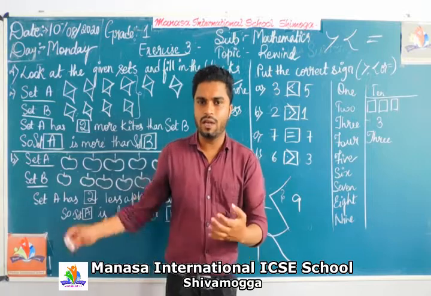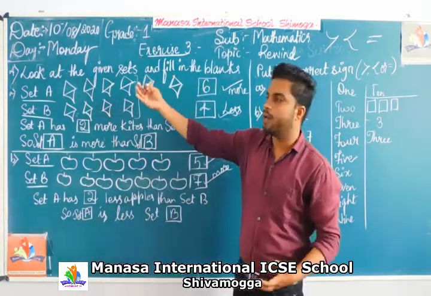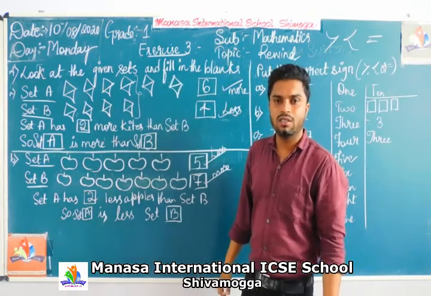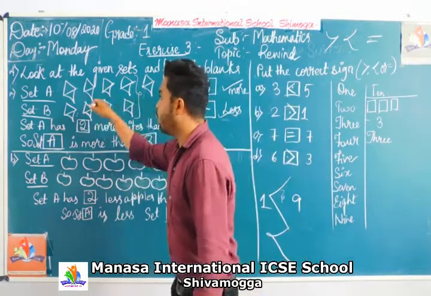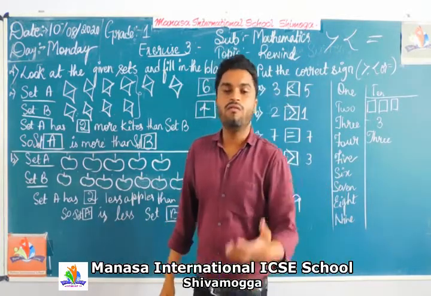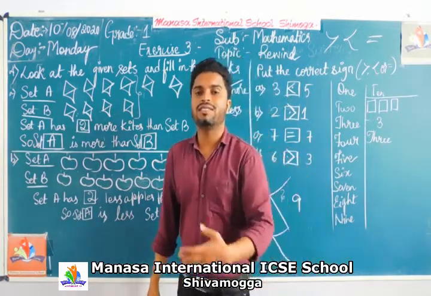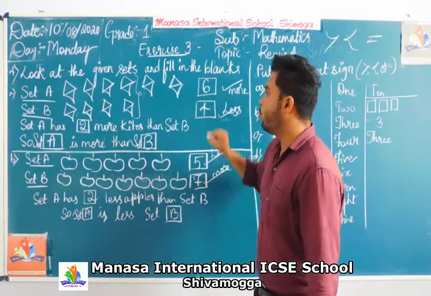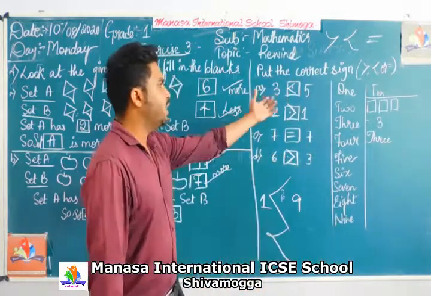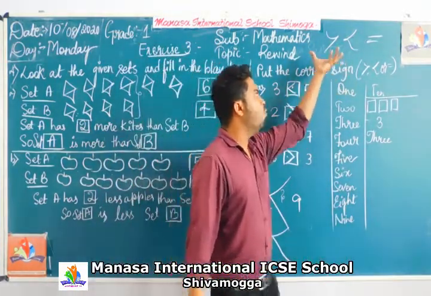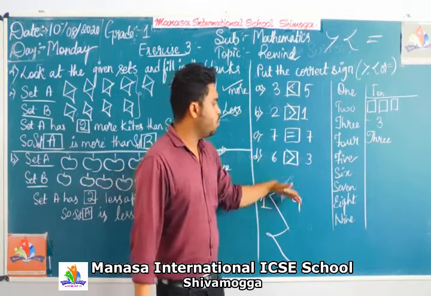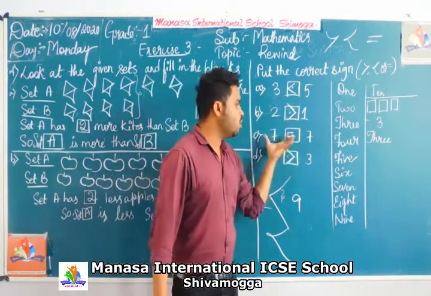Okay students, we'll have a glance at what we have done. First we looked at the picture and wrote which is more and which is less. For that, you count the kites or the apples and see in which set it is more and in which set it is less. 6 is more than 4, 7 is more than 5. In the next heading, we studied how to put the greater, lesser or equal symbol with respect to the numbers.